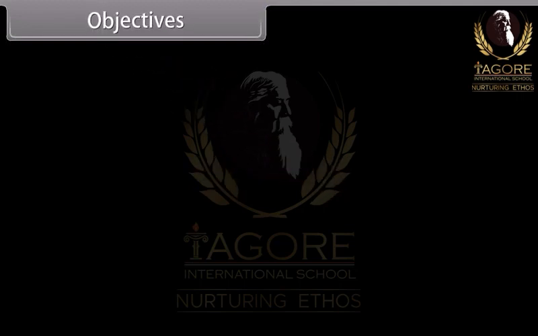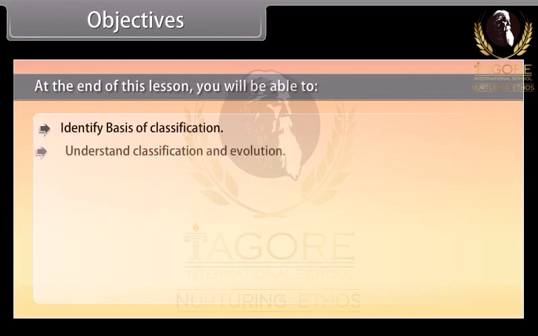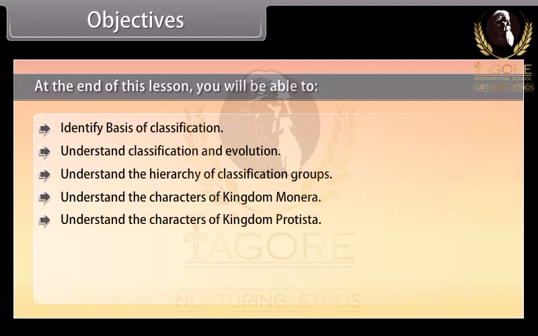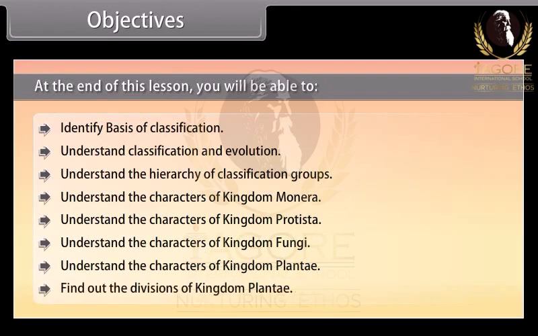Objectives. At the end of this lesson, you'll be able to identify the basis of classification, understand classification and evolution, understand the hierarchy of classification groups, understand the characters of kingdom Monera, understand the characters of kingdom Protista, understand the characters of kingdom Fungi, understand the characters of kingdom Plantae, find out the divisions of kingdom Plantae.